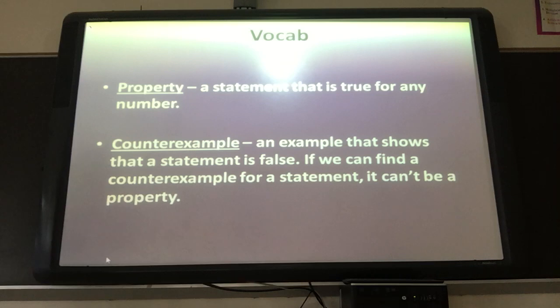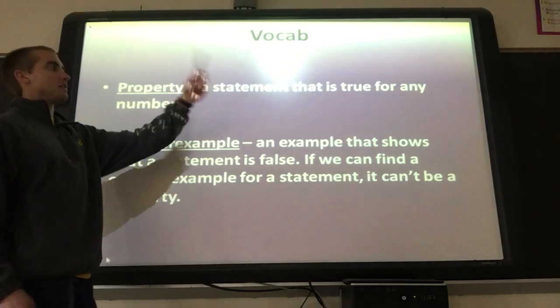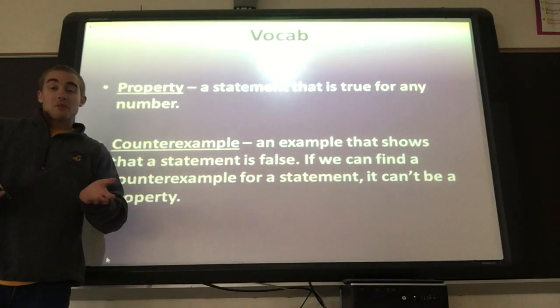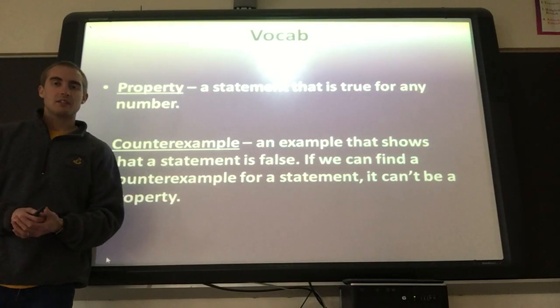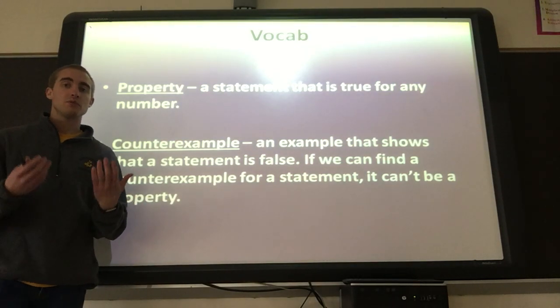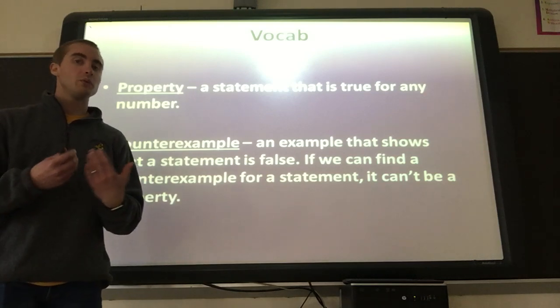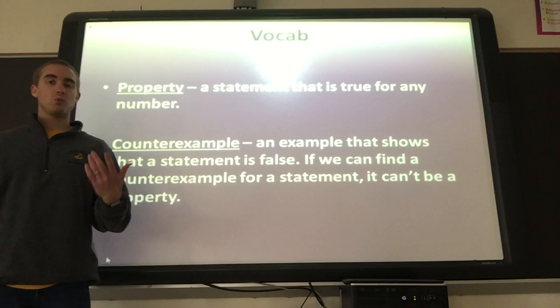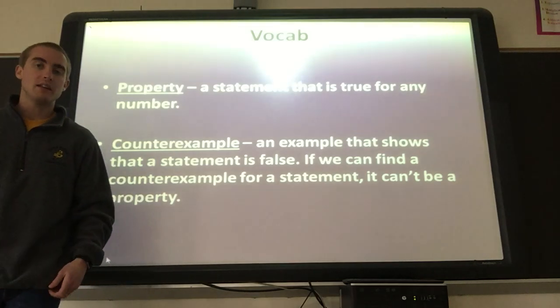Okay, so a property is a statement that is true for any number. A property in math, and the same thing works in science as well, has to be true for every single number. It is always true, always the case. If it's not true for at least one number, that means it is not a property.